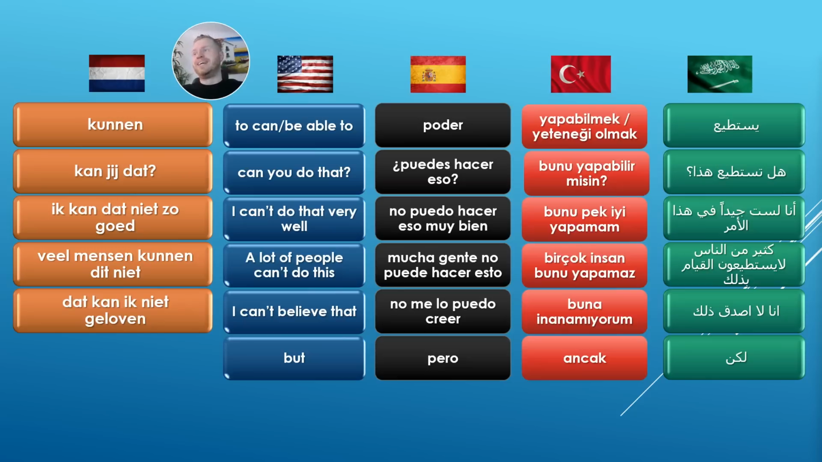But the one I put here was dat kan ik niet geloven. Different word order. Dat kan ik niet geloven. But, in Dutch: maar.